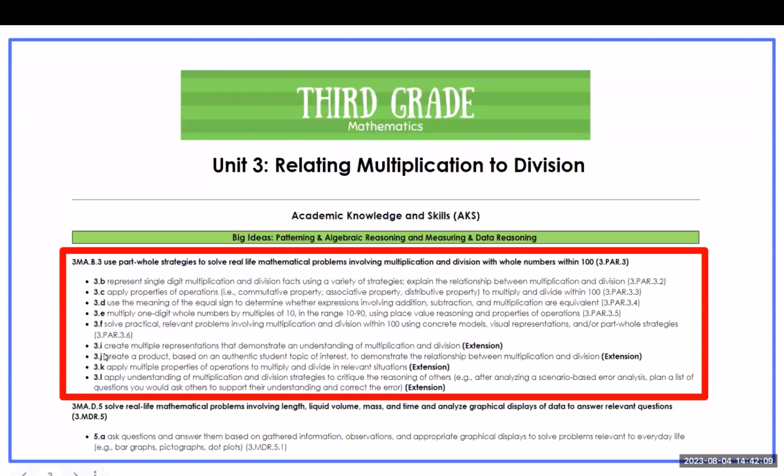IOAs 3I, 3J, 3K, and 3L are extensions for Unit 3. These IOAs are here to support the differentiated needs of students. The word extension is bolded and in parentheses to notify you of just that. They are extensions and are specific to Gwinnett County. Remember, you will not find resources from the state of Georgia for these extension IOAs, nor will they be paced on the pacing guide.